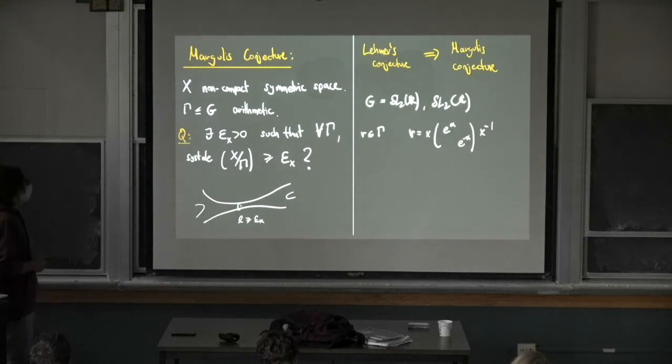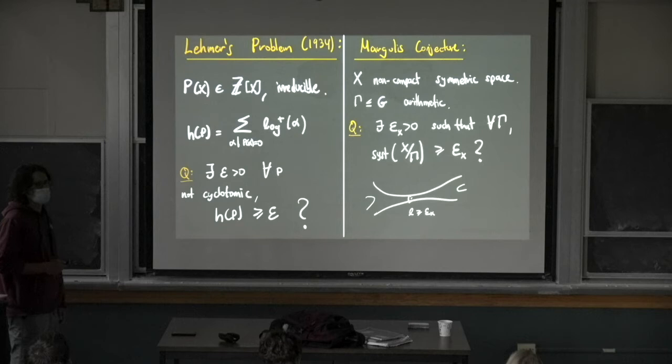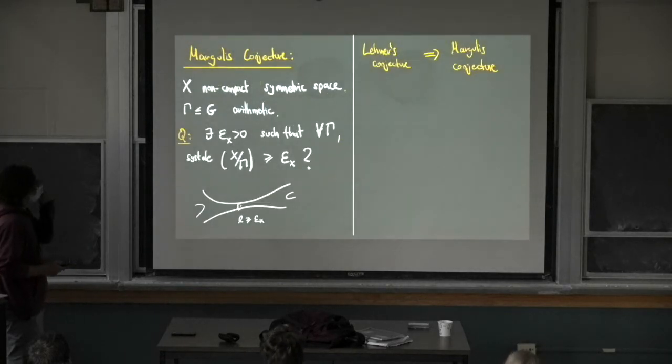And what are you assuming about X? X is just non-compact, it comes from a semisimple Lie group, a real semisimple Lie group with no compact factors. And Gamma was arithmetic. So this is not true if you don't assume that Gamma is arithmetic. And so Lehmer's conjecture implies this Margulis conjecture.